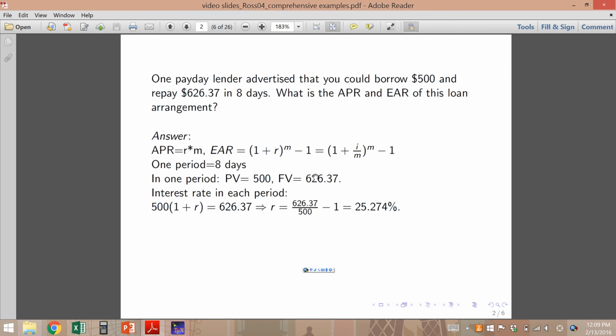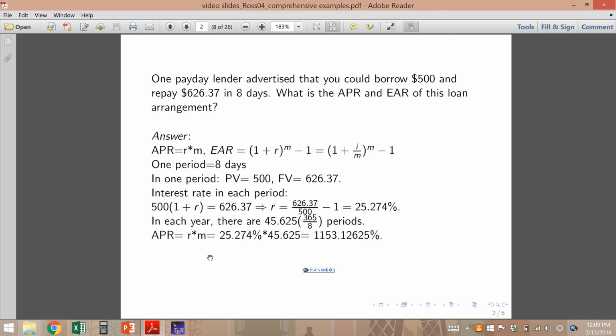So the second thing we want to know is M. How many periods are there? Over a year, there are 365 days, and each period is 8 days. So we use 365 divided by 8. That gives us 45.625 periods. Okay, so now we can plug in all the numbers to find the APR and EAR. So APR would simply equal to this number. You can do this using just a simple calculator.